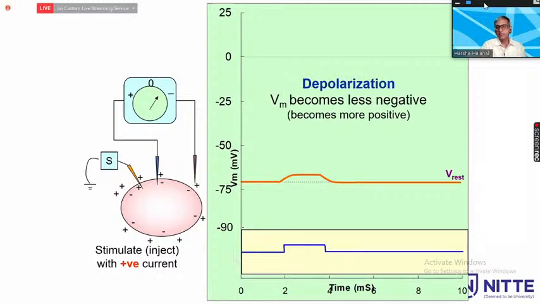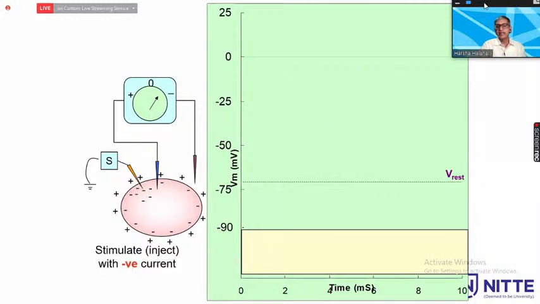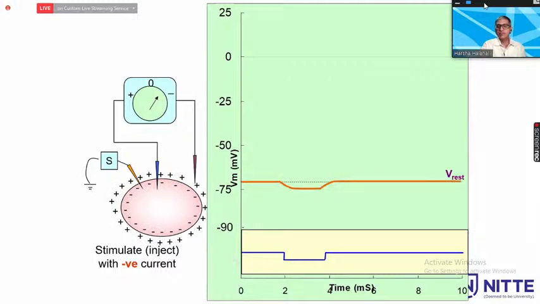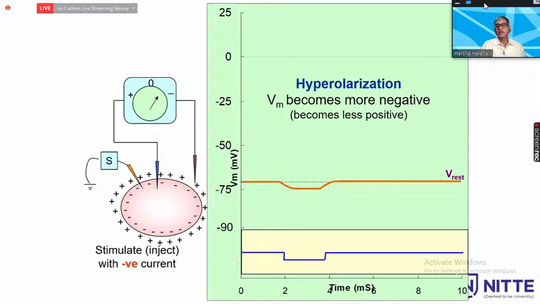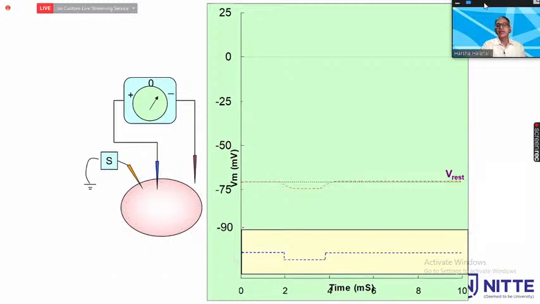This is called depolarization. If you inject negative current or withdraw positive current, then the membrane potential drops further towards negativity. This is called hyperpolarization, and such a stimulus is called a hyperpolarizing stimulus. If you give stronger and stronger hyperpolarizing stimuli, you get bigger and bigger hyperpolarization responses. So it's a linear response.